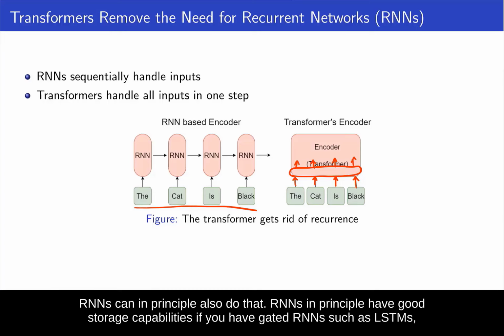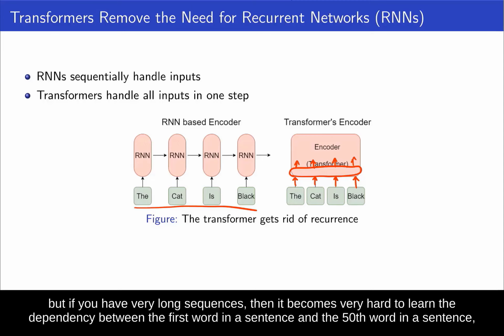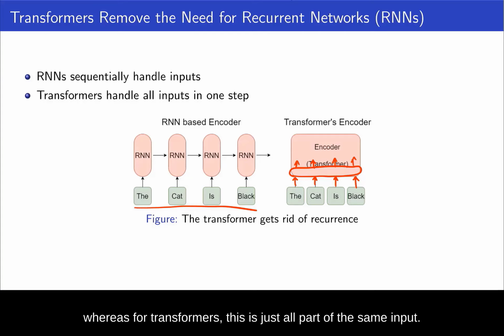RNNs can in principle also do that. RNNs in principle have good storage capabilities if you have gated RNNs such as LSTMs, but if you have very long sequences, then it becomes very hard to learn the dependency between, say, the first word in a sentence and the 50th word in a sentence. Whereas for transformers, this is just all part of the same input.